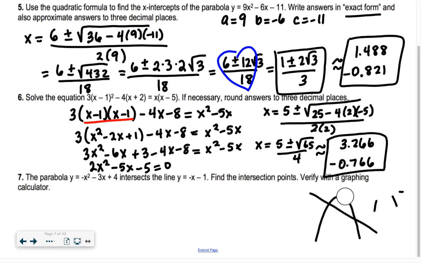So let's see. So previously, when I was finding like where a line intersected another line, I would do substitution or elimination. This is kind of the same thing. It's like we have a system of equations.